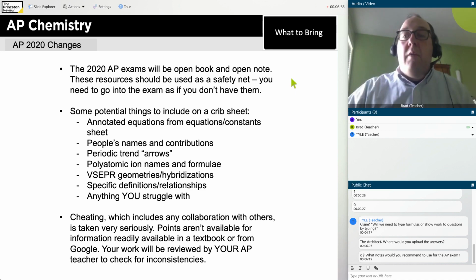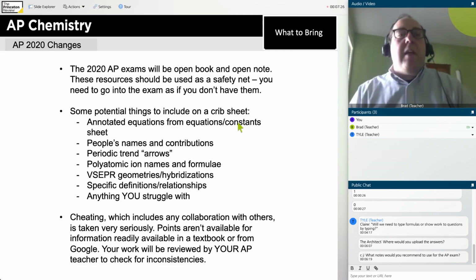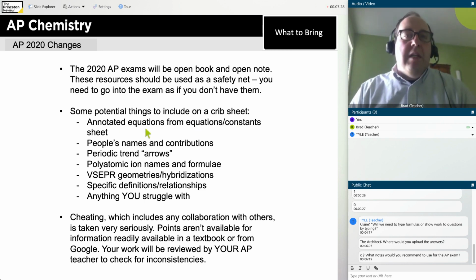CJ is asking what notes I would recommend to use for the AP exam. So I've written out a couple of things here that I think would be good for you to have on a sheet to have handy, in addition to your textbook and maybe the notes that you took in your classroom class over the year. Some things that I would include on a sheet for quick reference: annotated equations from that equations and constant sheet. It's great that they give you this equations and constant sheet, but sometimes it's a bit of a mystery. So I think it might be helpful to mark up what those equations mean on there, and we'll talk a little bit about that later in one of the scientific topics we're going to be talking about.